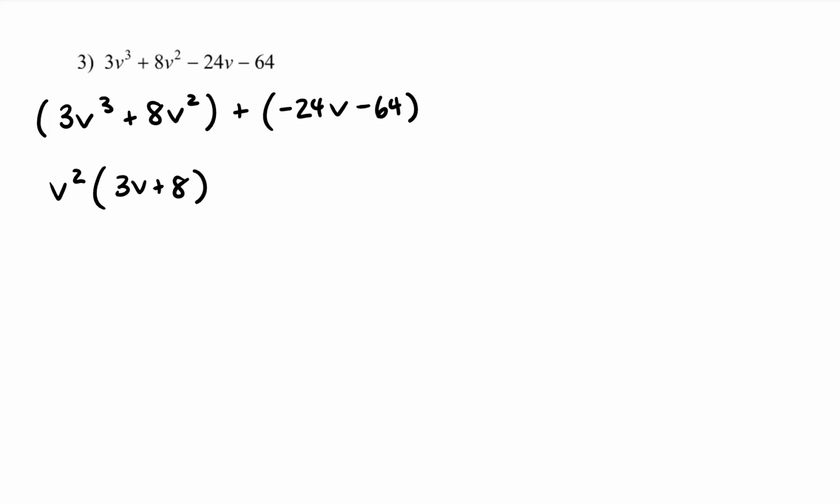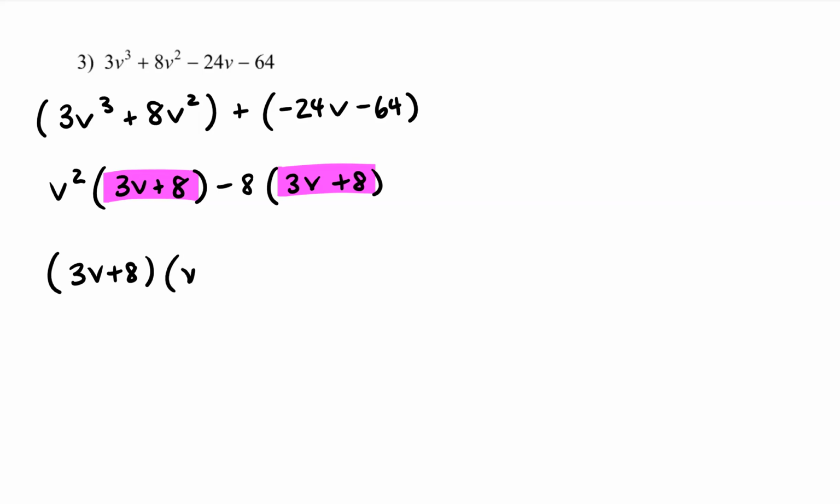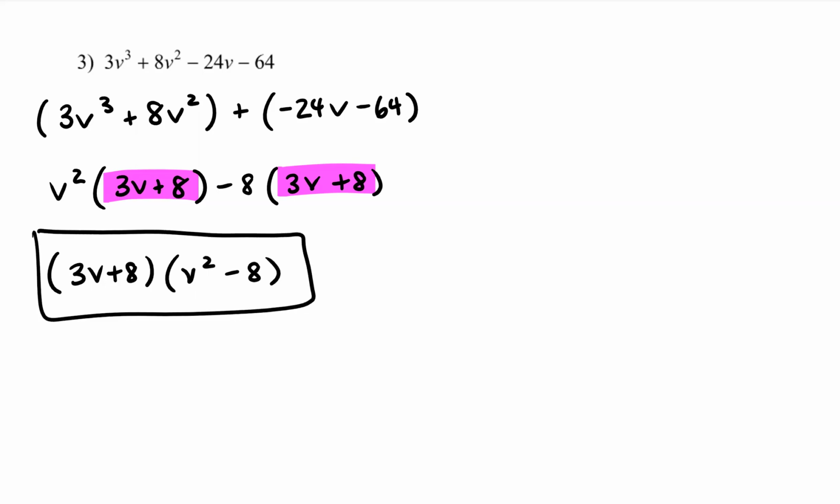And then notice that both of these terms in the second set of parentheses are negative. So I'm going to factor out a negative 8. That is the greatest common factor, and then we would be left with 3v plus 8. And notice that we end up getting the same thing inside each set of parentheses. So I'm going to factor that out, and we get 3v plus 8. And then what's left over is we get v squared minus 8. And that is how you factor that expression.